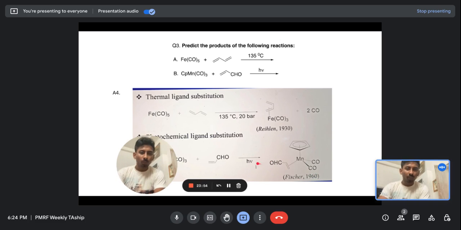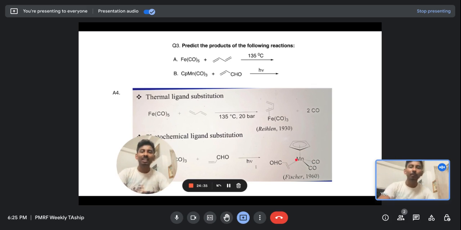Here, if h nu is given, you can see 3 CO molecules are there. One of the CO molecules will eliminate itself to accommodate this double bonded CHO compound, an alpha beta unsaturated compound. So one of the CO molecules gets eliminated, and instead, this double bonded olefinic compound is bound to the manganese center. This is a manganese center again in an 18 electron complex, because instead of a two electron donating CO ligand, only one double bonded CHO moiety is bound. So it is again an 18 electron complex.